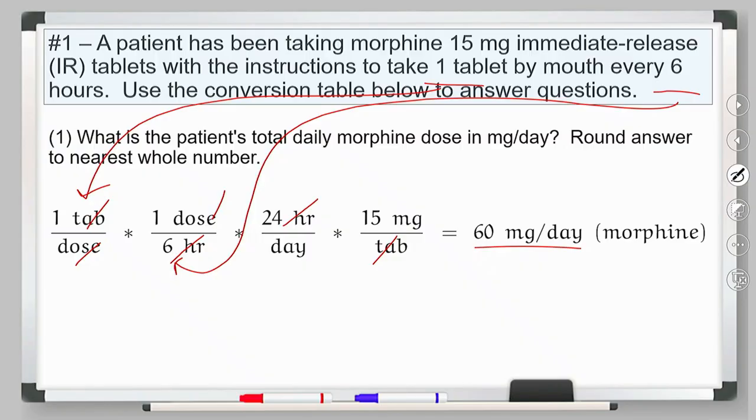So far, so good? Of what, though? This is where I'd still argue to make sure you finish with your units here. That is 60 milligrams per day of morphine. That's how much morphine they're getting.